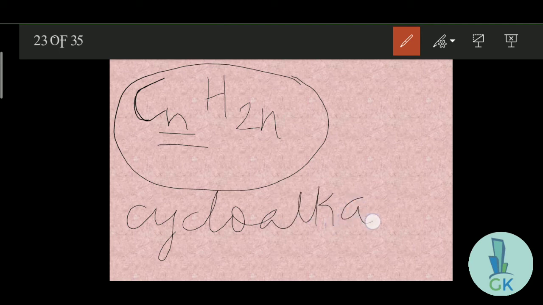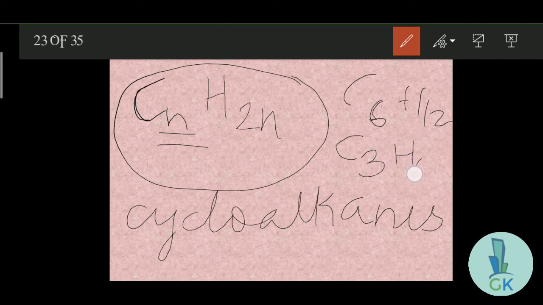If you look back at the examples we have taken, that is cyclohexane and cyclopropane: number of carbon atoms 3, so 2 into 3 is 6; number of carbon atoms 6, so 2 into 6 is 12. So this is the formula for cycloalkanes.